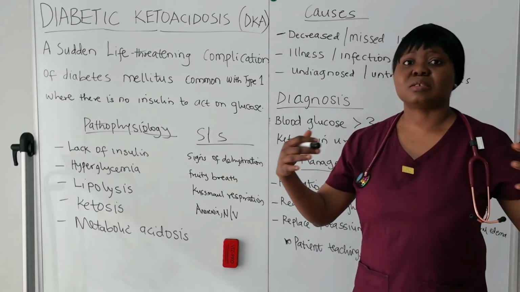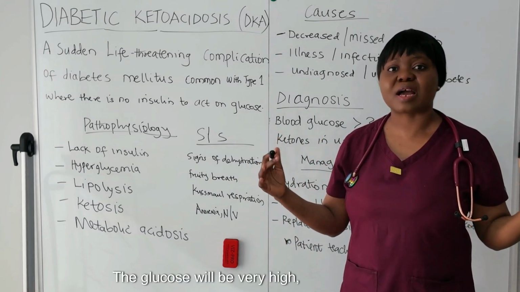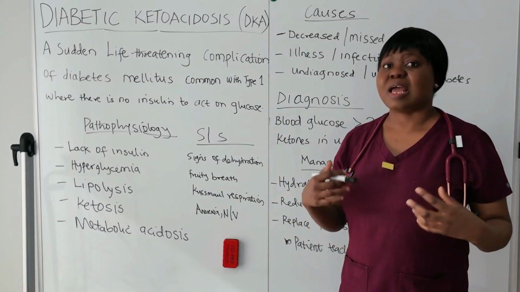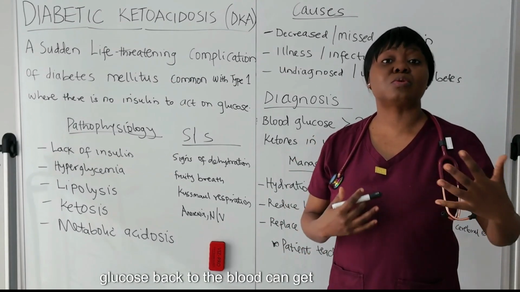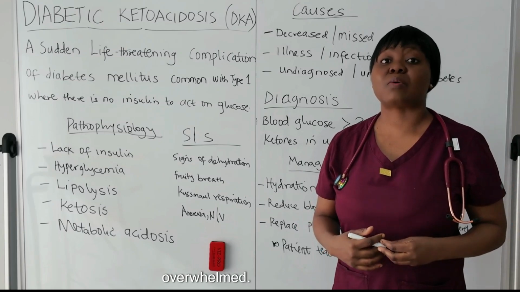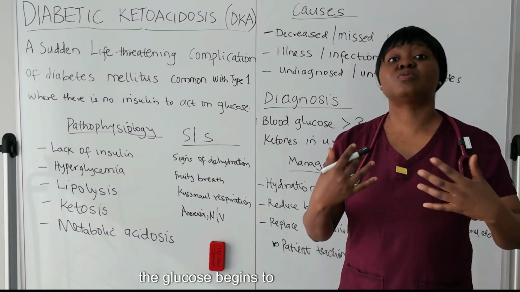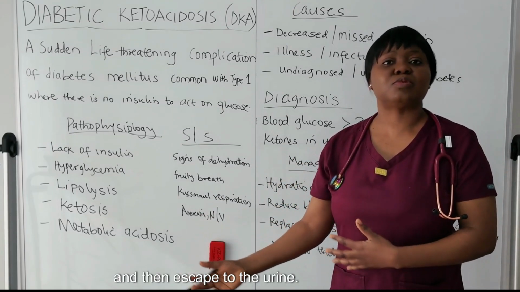First, hyperglycemia is going to be a sign and symptom. The glucose will be very high, above 300 milligrams per deciliter. And as the glucose is high, the kidney that is supposed to filter glucose back to the blood can get overwhelmed. When it gets overwhelmed, the glucose begins to escape through the glomerulus and into the urine.